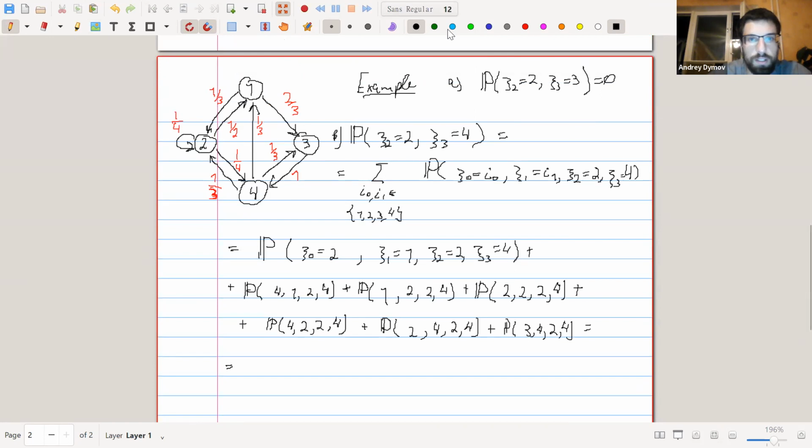So let us assume additionally that the initial distribution is the following vector, say 1/2, 0, 0, 1/2. Okay, so what is this? It means that for example, the probability that xi zero equals 1 is 1/2, right? So this 1/2 corresponds to 1, this 0 corresponds to 2, this corresponds to 3, and this corresponds to 4. Okay. So is it clear? Yes.